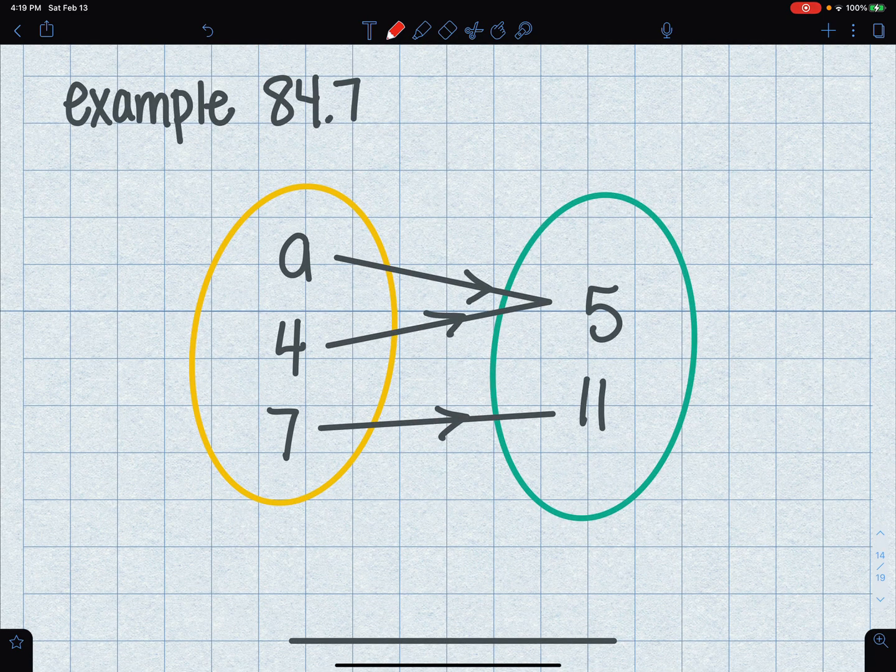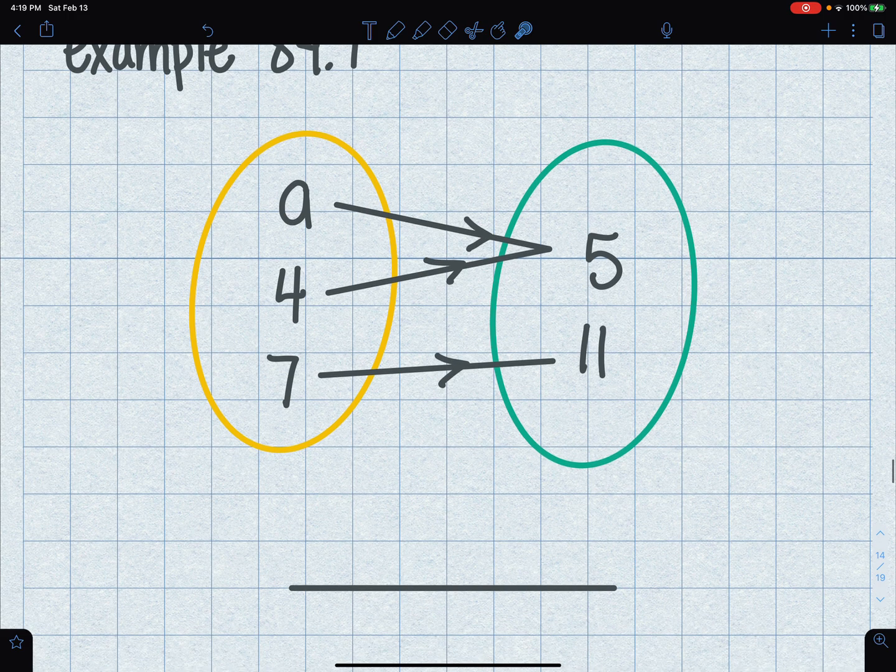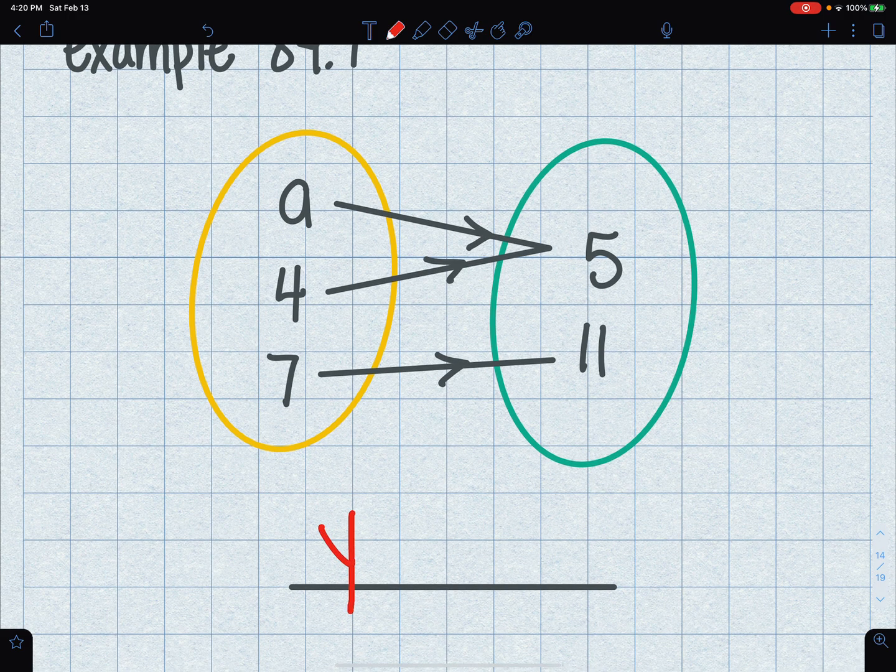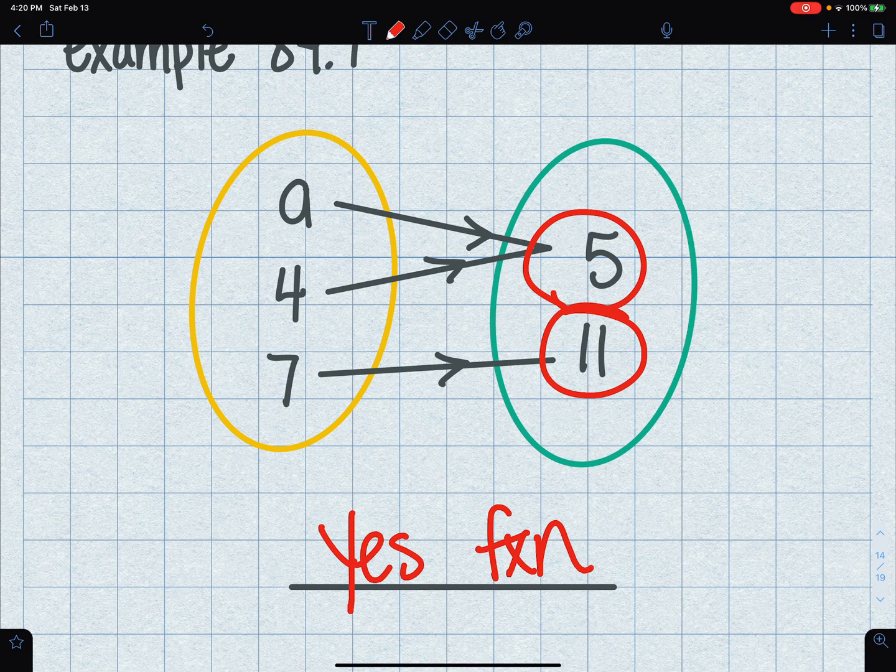Okay, 84.7. Is this a function? All right, this vending machine only spits out 2 things. It can either be a 5 or an 11. To get to a 5, you can either put in an A or a 4. I'm okay with that. To get an 11, you have to put in a 7. I'm okay with that. That is a vending machine that still works. So I'm going to say yes, it's a function. Yes, on the function. Because the vending machine sells 2 things, and you can specifically choose which one you want.